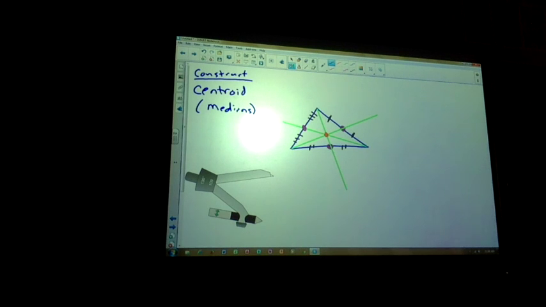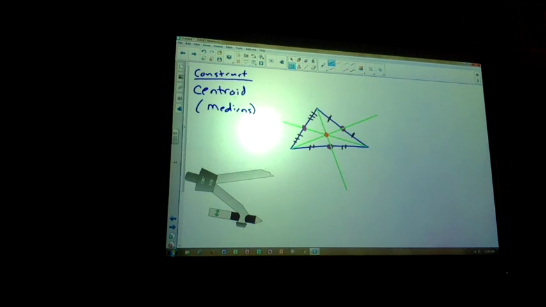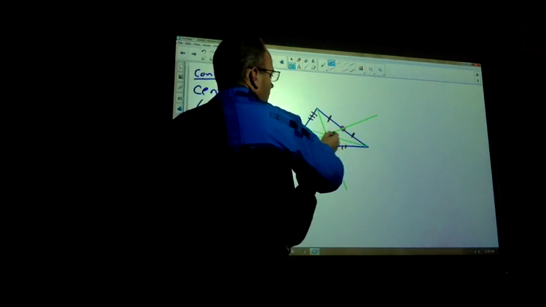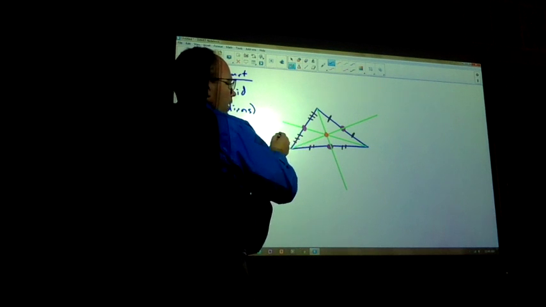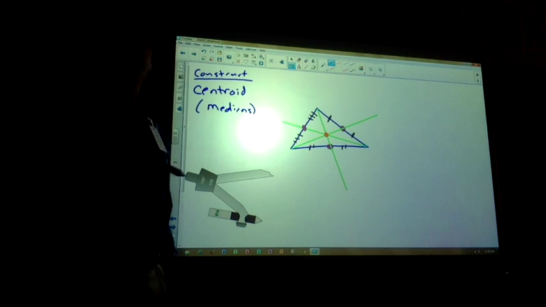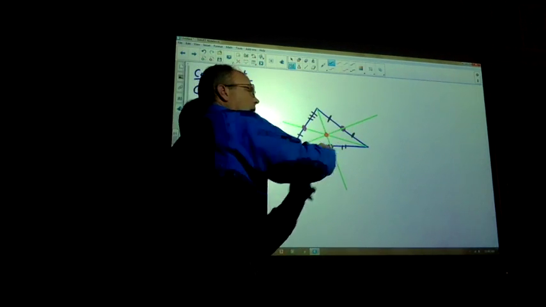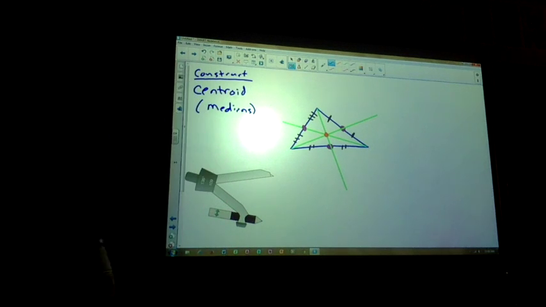I would say make 2 of your constructions, and then draw from the vertex you didn't use through that point. Now, if you draw it and it's totally off, like if I were to draw this line in right here and this line coming down right here, because this dot's way down here, you did something wrong. The centroid will be at the medians of each of the sides of the triangle every time.